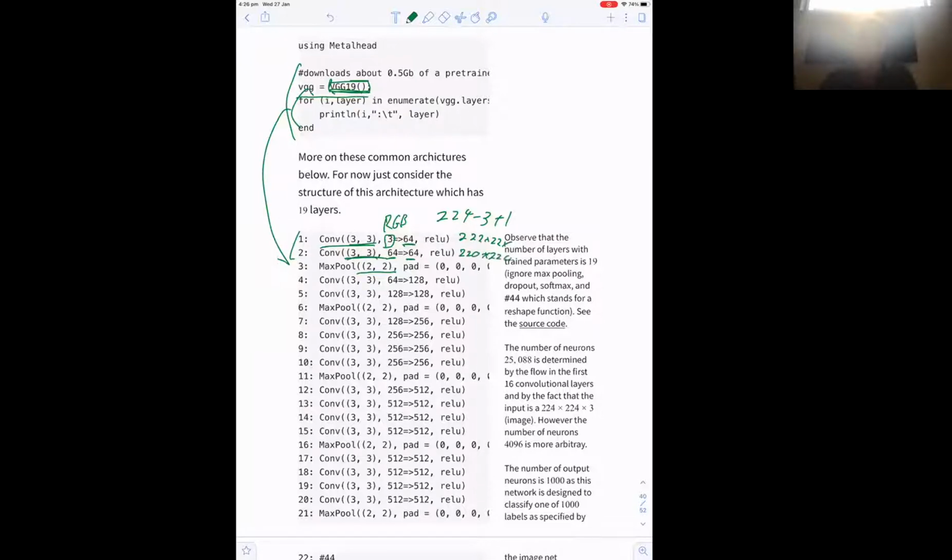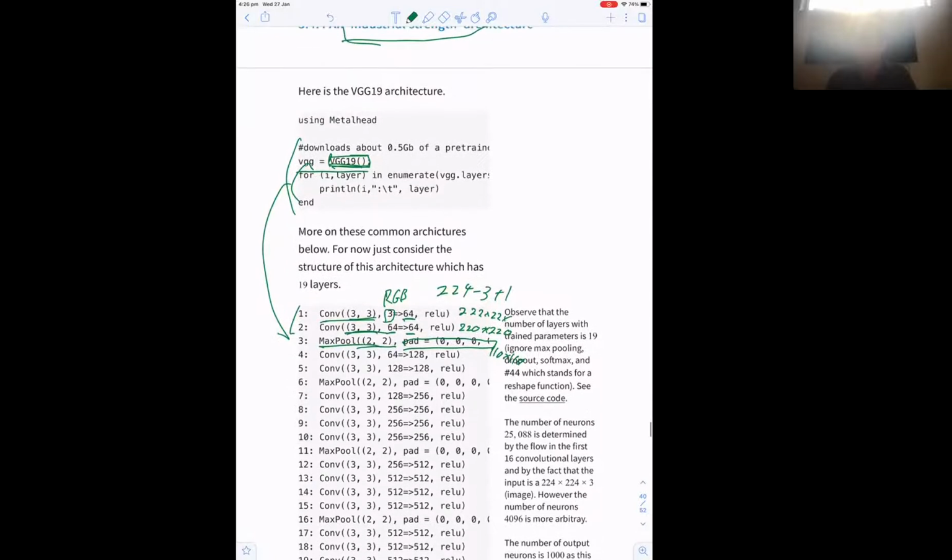220 by 220. And then after the max pooling, one can do padding on max pooling, but there's no padding in this case. You get 110 by 110. Okay. So what do you do? What does this code in this specific package Metalhead that we've used before do if you give it an image that's not 224 by 224? Well, it does its best effort outside of the neural network to downsample it just to 224 by 224.